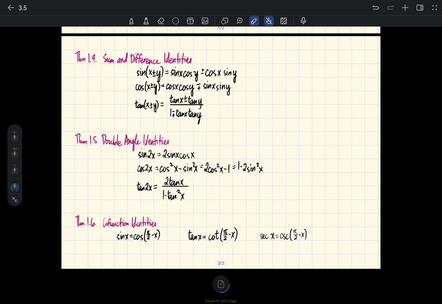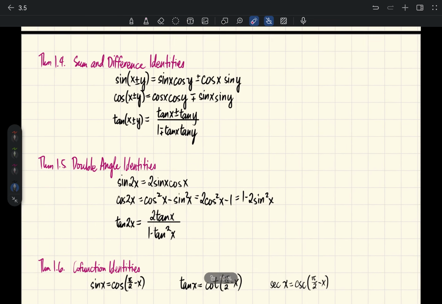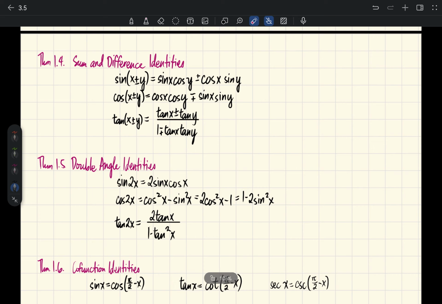This time, we will introduce another set of identities. First one is your sum and difference identities. So when we say sum and difference identities, what we are looking at here are the sine, cosine, and tangent of the sum or difference of two angles.